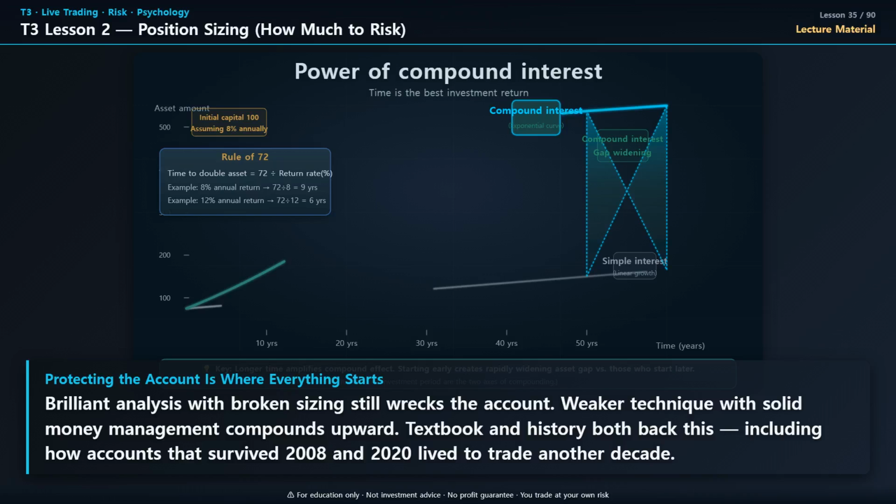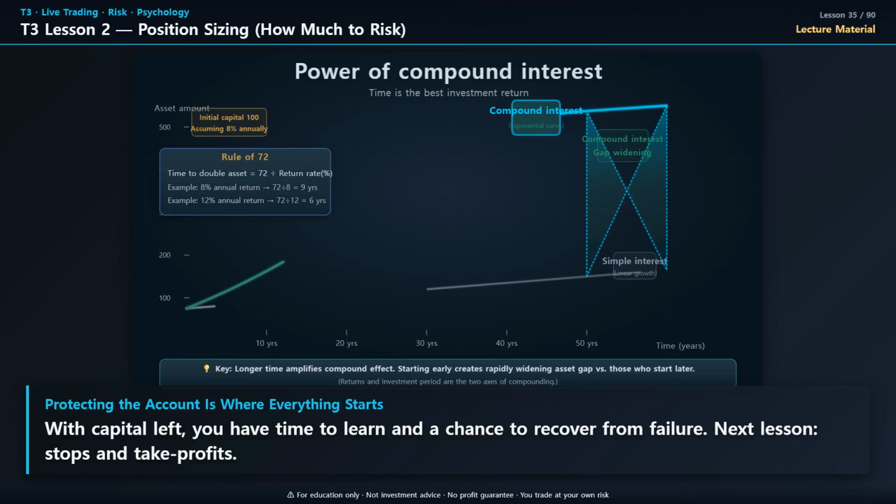Brilliant analysis with broken sizing still wrecks the account. Weaker technique with solid money management compounds upward. Textbook and history both back this, including how accounts that survived 2008 and 2020 lived to trade another decade. With capital left, you have time to learn and a chance to recover from failure. Next lesson, stops and take profits.